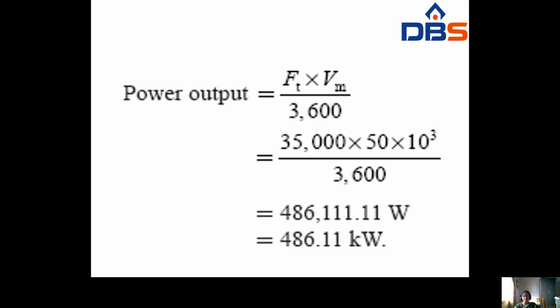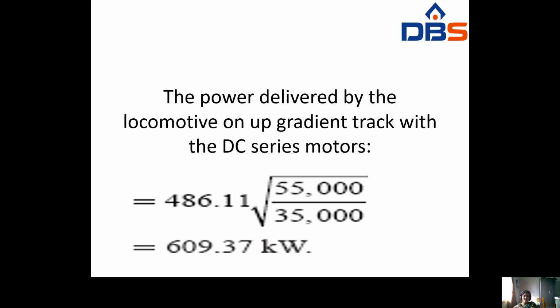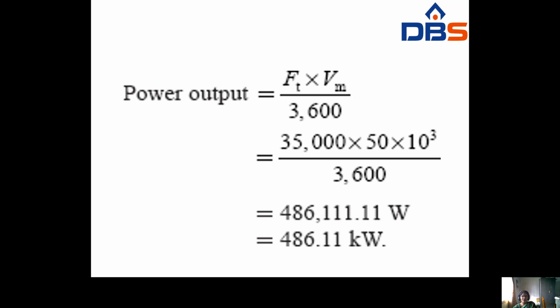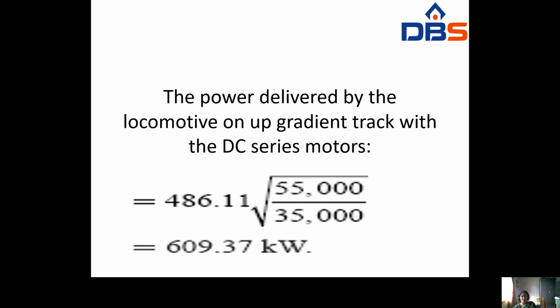So at that time here you can get 4,86,111.11 watts. So at that time you can get 486.11 kilowatts. Okay, so this is the power output. At that time, the power delivered by the locomotive upon the gradient track with DC series motors: here you can write this 486.11 into square root of 55,000 by 35,000. Okay, whenever it is a DC series motor, the tractive effort will be given as 55,000.